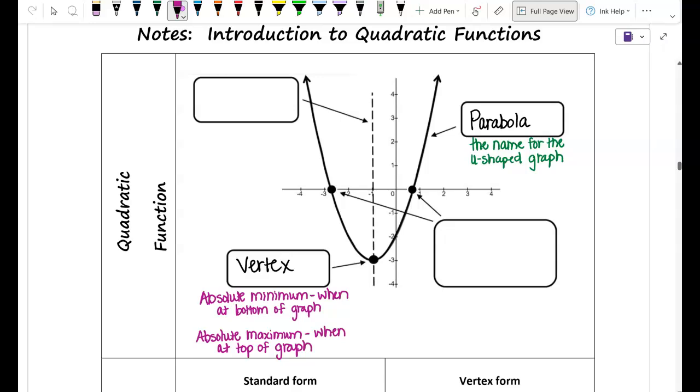In this particular instance that we have right here, our vertex is at the bottom of the graph. So in this instance, we would talk about this being an absolute minimum, meaning the graph does not go below that point. That is the lowest point that that function can have based on the shape of the graph. And we will start talking about other things that cause this shape. And how do we know when the graph is going to open upward and open downward? These are all things that we are going to discuss in today's lesson.